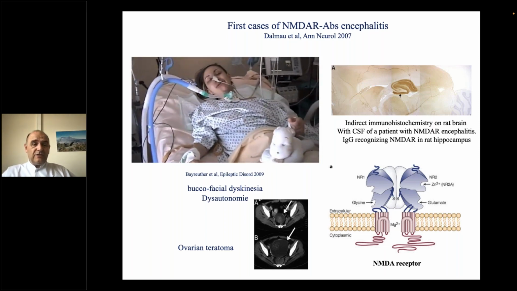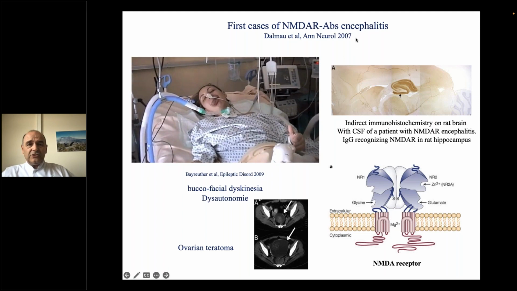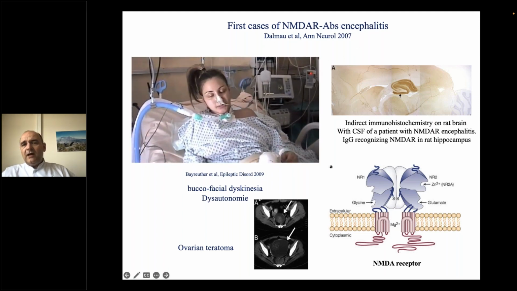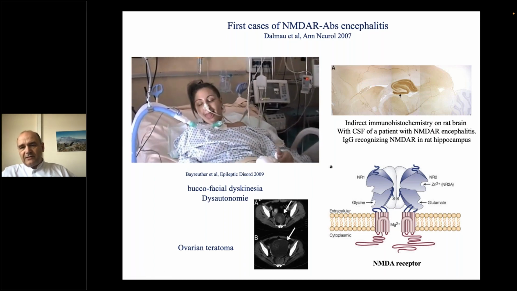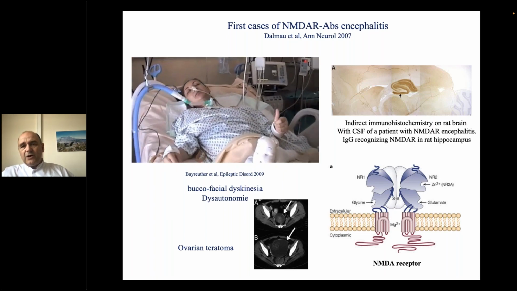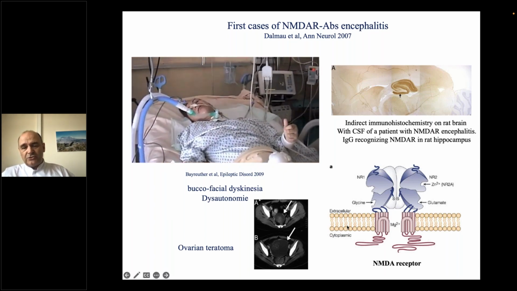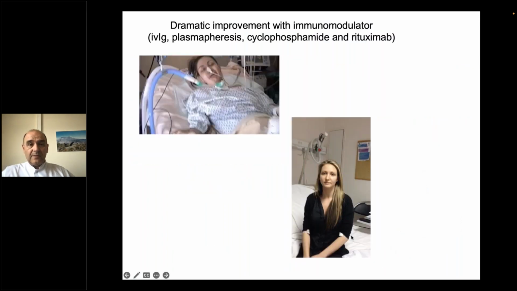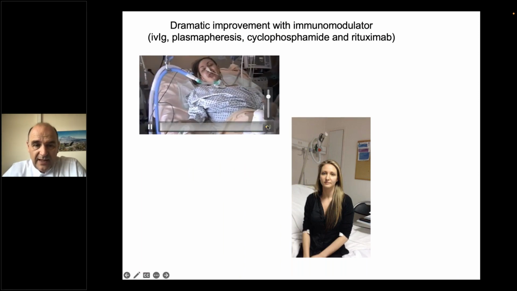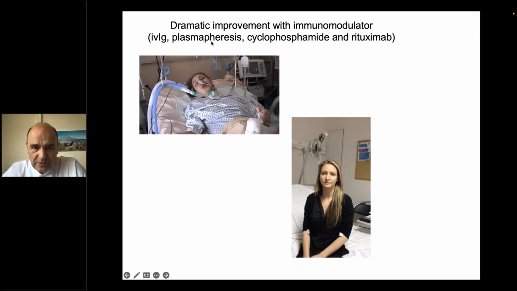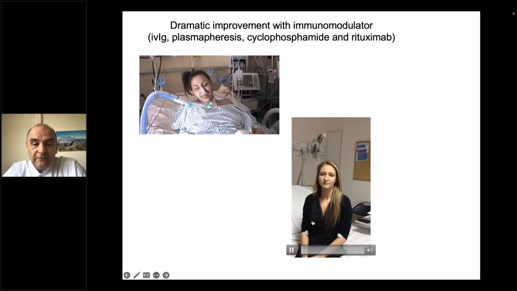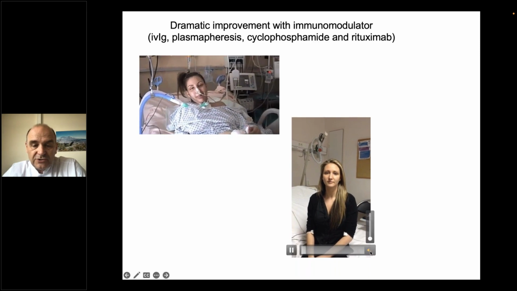And very quickly, the first description: Joseph Dalmau described 13 patients, but 1 year later, after the identification of the antigens and after the development of a test, he was able to publish the first 100 patients. And one very important effect of the description of this disease is the ability to improve with immunological treatments.